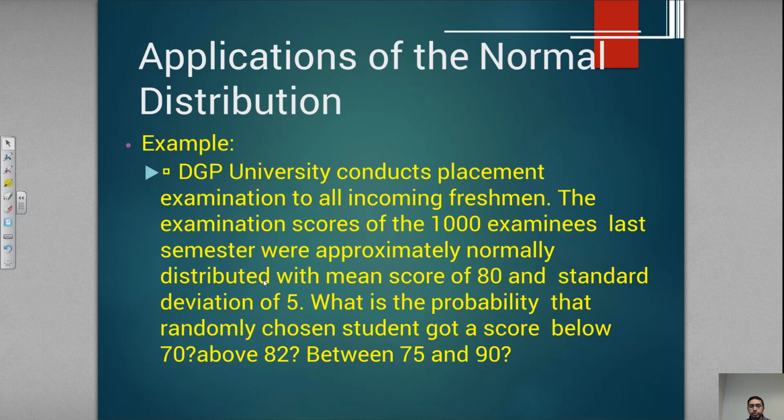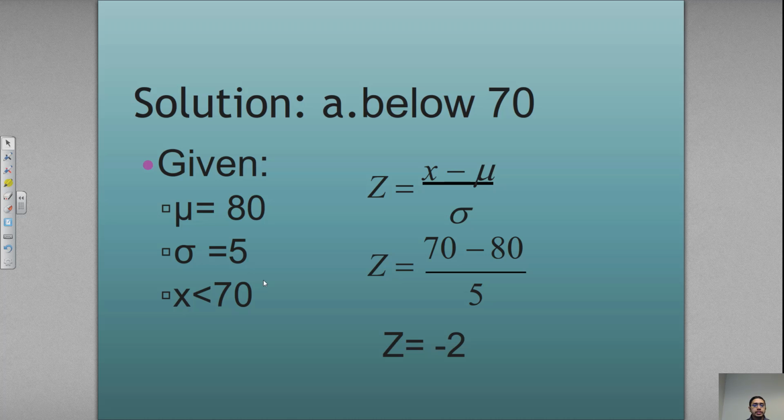Now suppose we want to calculate the probability that a randomly chosen student will get a score below 70, or a score above 82, or a score between 75 and 90. So suppose we want to calculate these three probabilities. How do we do that?